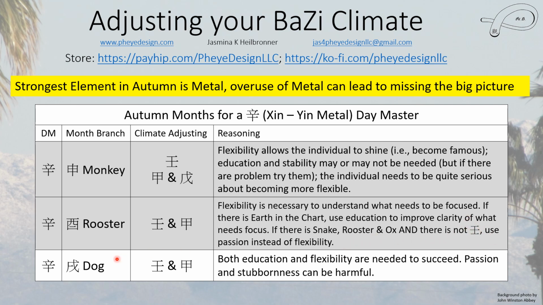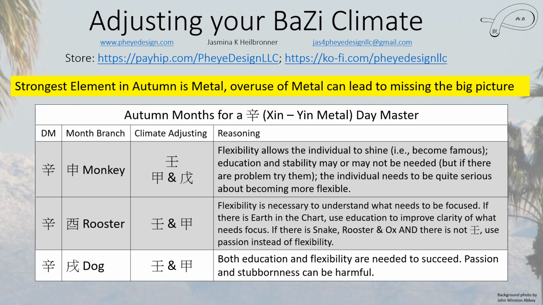Now for the dog, if you are a Sin Metal Daymaster born in the month of the dog, you need education and flexibility, and so you focus on being flexible and not just taking one path in your educational path, what you learn. You need both to succeed. Passion can actually get in the way because it may not allow you to see the big picture. You're too focused on the small one. And of course, stubbornness is harmful. It's always harmful.